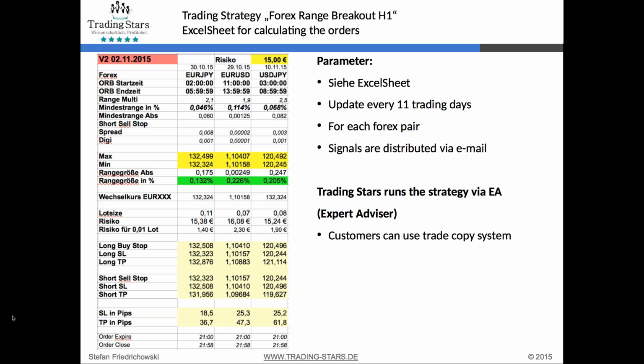We trade this strategy with a risk per trade of 15 euros. We have in maximum 3 trades per day. Not every day we have 3 trades, simply because sometimes we have no breakout from the original range, or we do not reach the minimum range for the specific Forex pair.